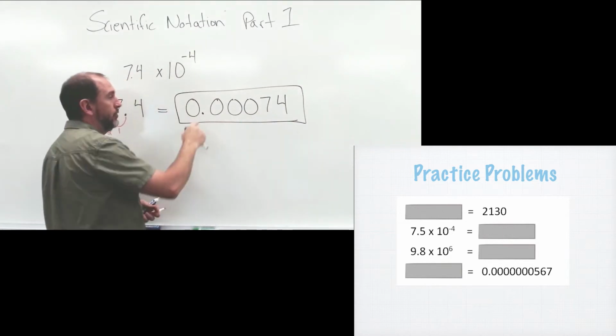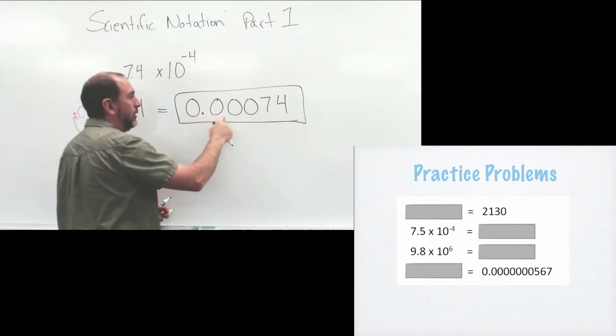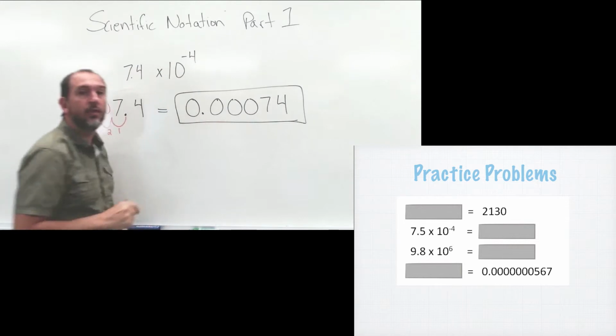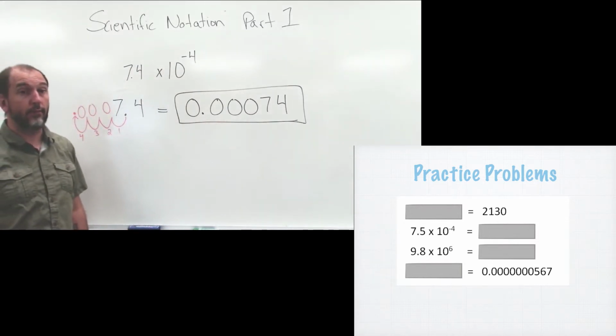Okay, again, we can go backwards to get to a number between 1 and 10. 1, 2, 3, 4 spaces. Minus 4 because it's a small number.